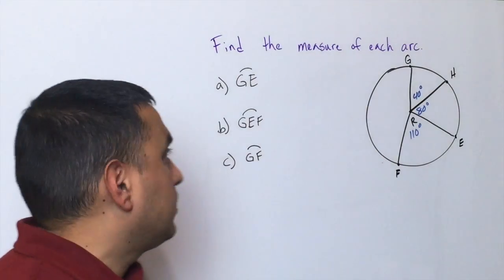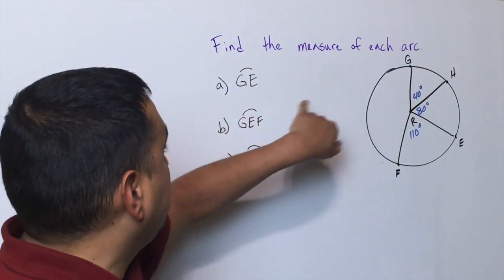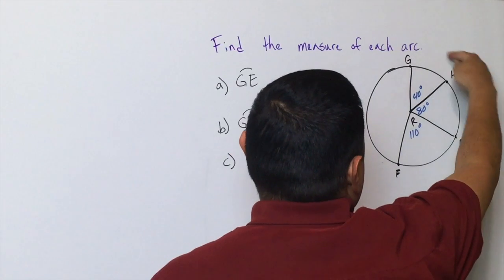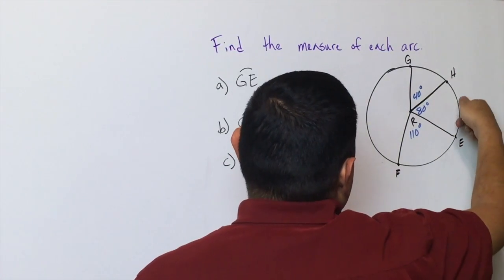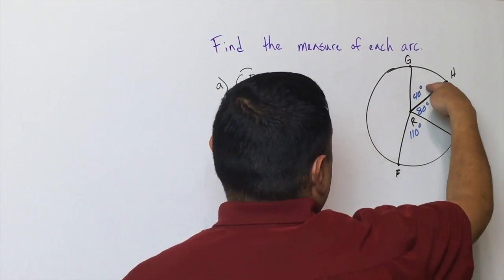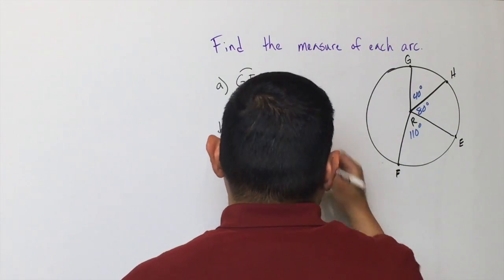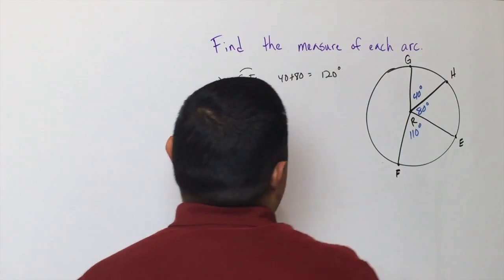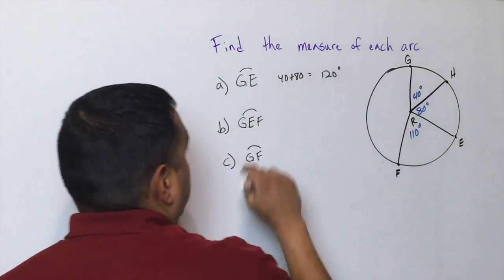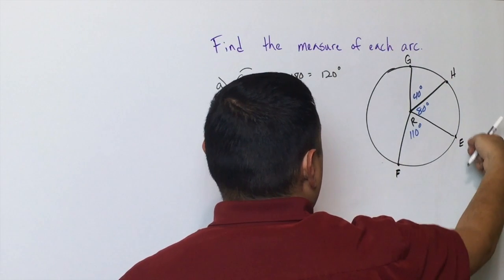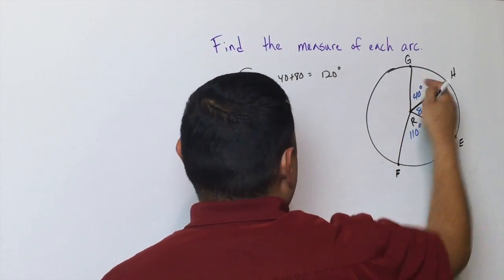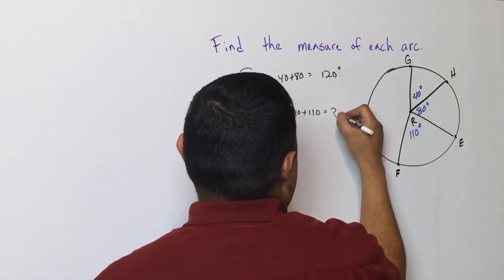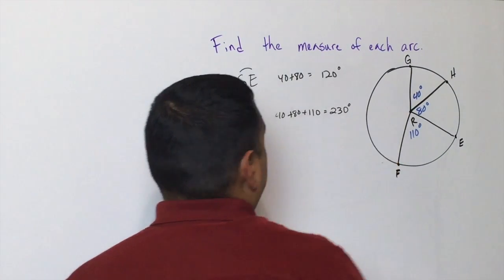So now we're going to look at using this arc addition postulate. Find the measure of each arc. I want to find first the arc GE. So GE would go this way. That means I would just add the 40 plus the 80, which would equal 120 degrees. Now to find GEF, I have to go from G to E to F. That means I would need to add the 40 plus the 80 plus the 110. That's going to come out to be 230 degrees.